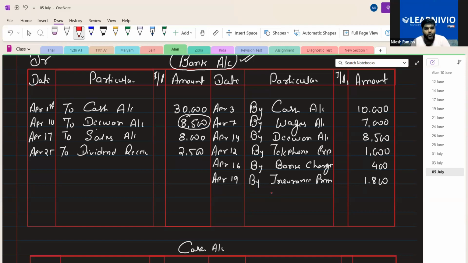Now, this is the question. This is the important one. See here. This is the second totaling and balancing I'm doing, because in this one there are some amounts on both sides. So we will calculate the total here. One more thing: in total, you will put one line above the total and two lines below the total.